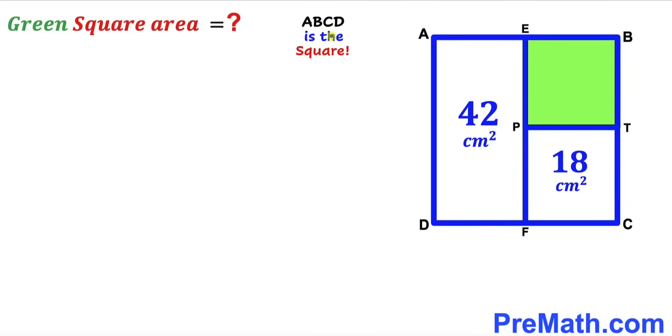And bear in mind once again that ABCD is a square. And now our task is to calculate the area of this green shaded square EBTP.